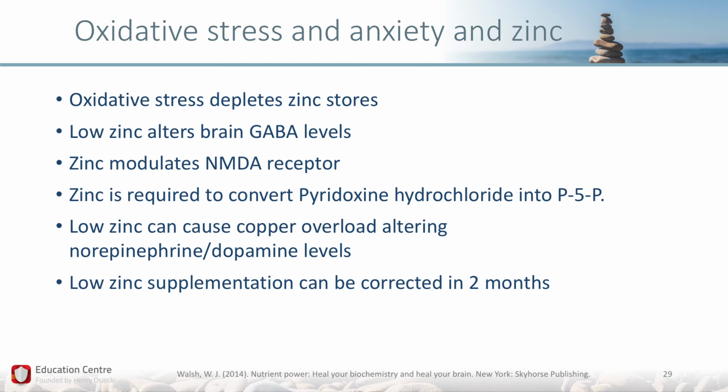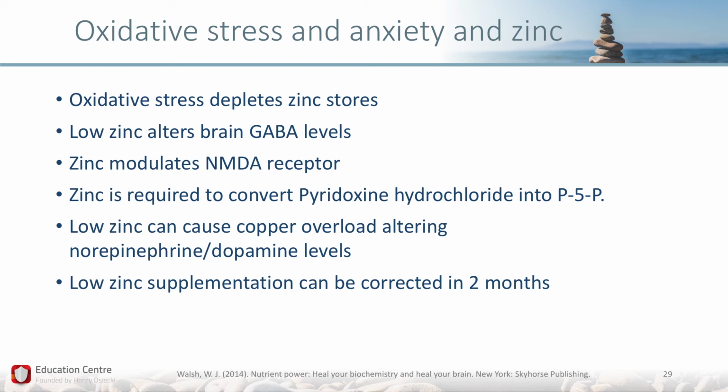The other problem with oxidative stress, and really when it comes to mental health, including anxiety, you really can't get away from zinc, and particularly zinc and P5P. You can't get away from them because they're so crucial in regulating neurotransmitters, and in regulating gut health and all the mucous membrane strength of the body. Oxidative stress depletes all your zinc stores. And when you get low zinc, it alters and reduces your GABA levels. It impacts the NMDA receptors.